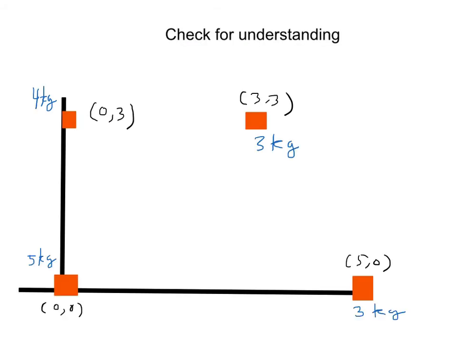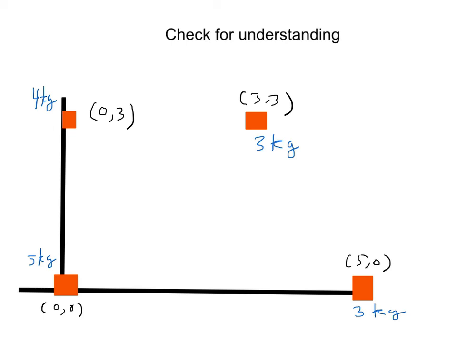Okay, so let's now check for understanding. So given this system, we've got at the origin a 5 kilogram block. Up here on the y-axis, we've got a 4 kilogram block at a height of 3. At the point 3, 3, we've got a 3 kilogram block, and at the point 5, 0, we've got another 3 kilogram block. So what we want to do is be able to find out where should that center of mass be. So somewhere in here, where is that center of mass?